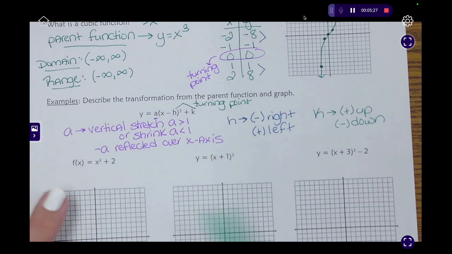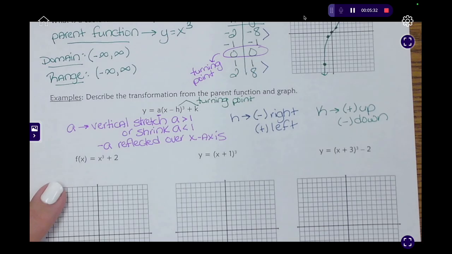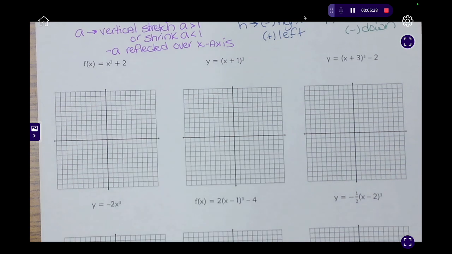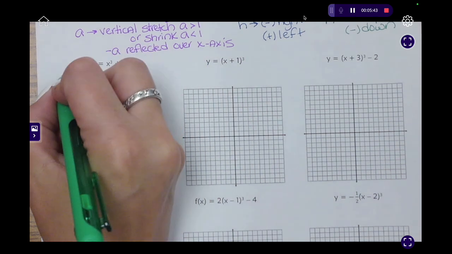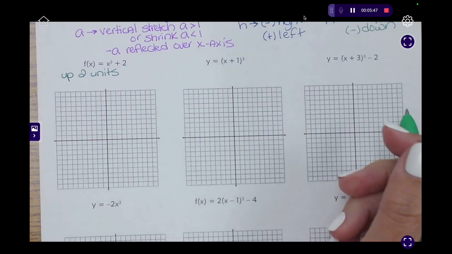Okay, so for these examples, we are going to identify the different transformations, and then we're going to use those transformations to graph these cubic functions. All right, so if I look at the first one, I have a +2 right here. I don't have any parentheses, so that tells me that that is moving up 2 units. So this graph has moved up 2 units.